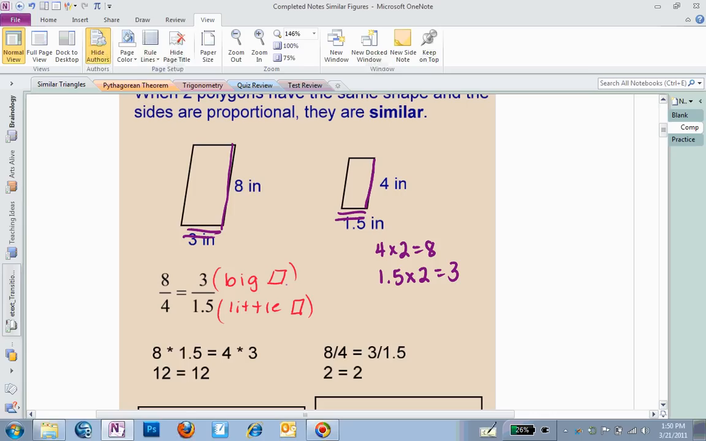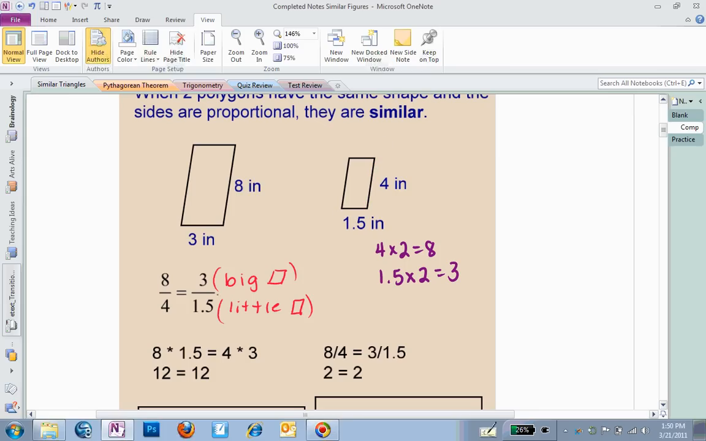So the top numbers in our proportion go with our big figure, and the bottom numbers, the denominators, go with our little figure. If we cross multiply 8 times 1.5 and 4 times 3, we end up with 12 equaling 12. So therefore we know that these two figures are proportionate.